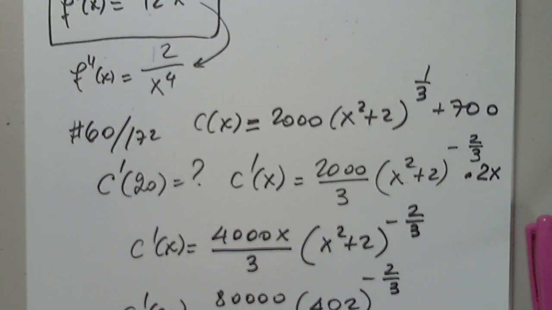So I would enter it because it's just one value. You know me, I like to see the function, yada yada. But since this is just one calculation, you have to be very careful how you enter it. So you have in parentheses 80,000 divided by 3, close, open, 402.